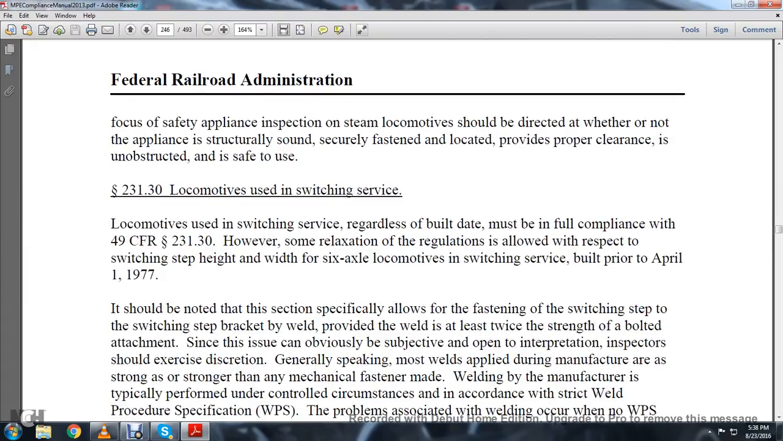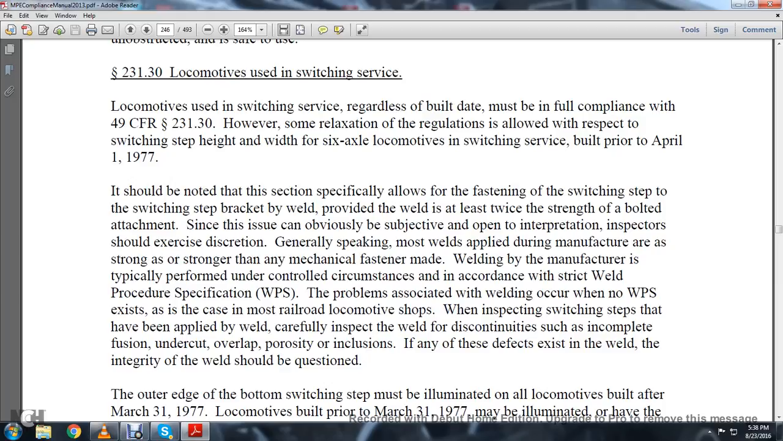Locomotives used in switching service, regardless of when built, must be compliant with Title 49 CFR 231.30. However, some relaxation of the regulation is allowed with respect to the switch step height and the width of the 6-axle locomotive switching service built on April 1st, 1977. It should be noted that the section specifications allow fastening of the switch step.